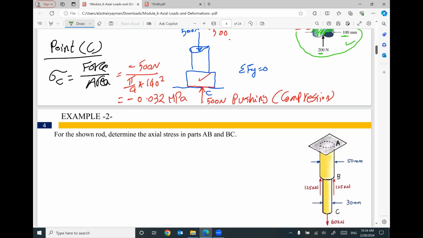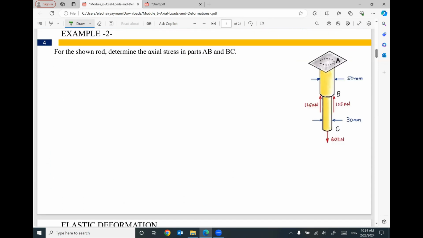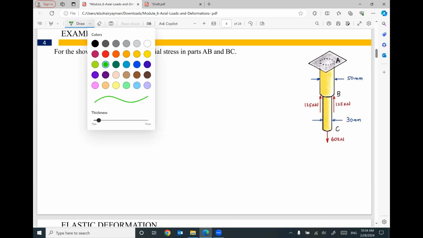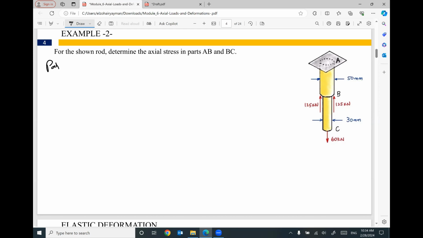We have another example. For the shown rod, we need to determine the axial stress in parts AB and BC. So let's start with the first part, AB. Keep in mind, the axial stress in part AB will equal the applied force in this part divided by the cross-section area of this part.